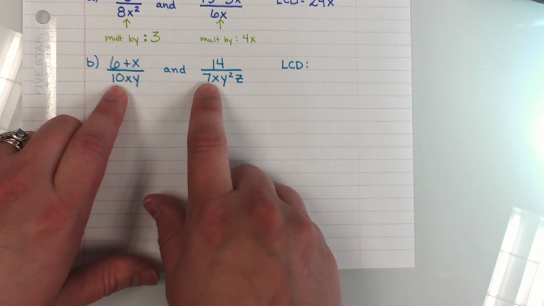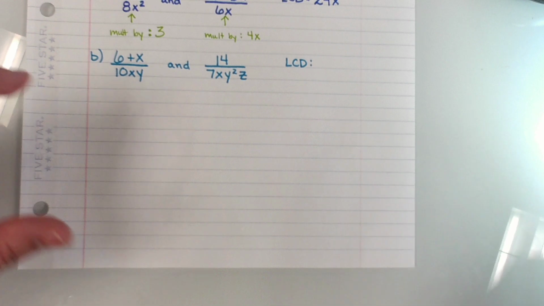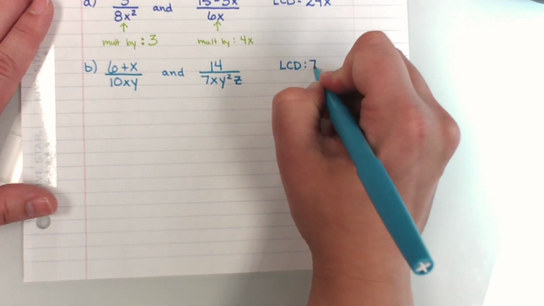10 and 7. 70. If they don't have any greatest common factor, then the least common multiple of them is just them multiplied. 10 and 7 do not divide by the same thing. Therefore, the smallest thing they become is 10 times 7.